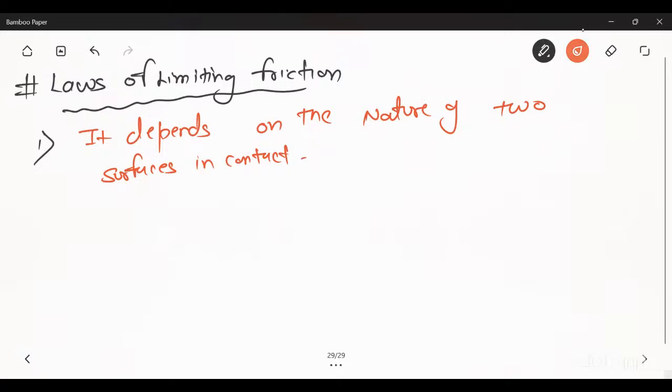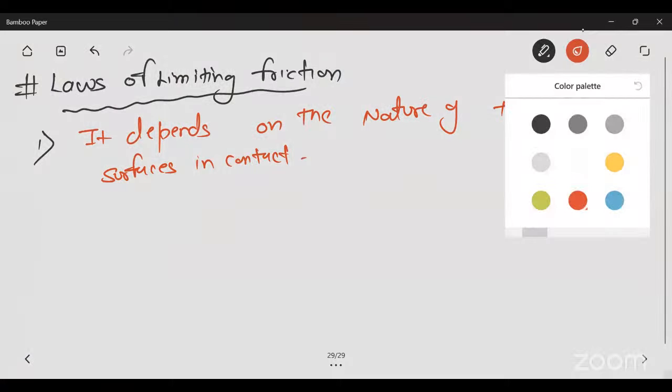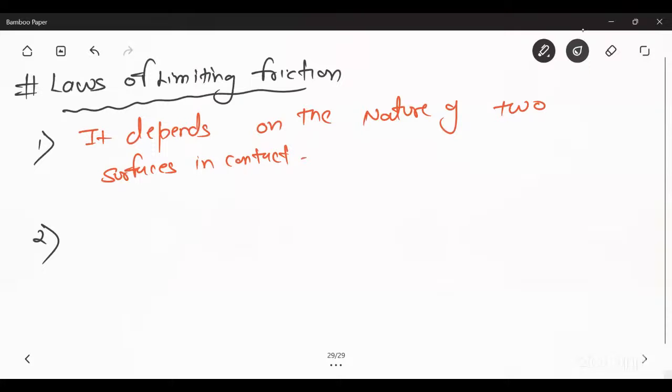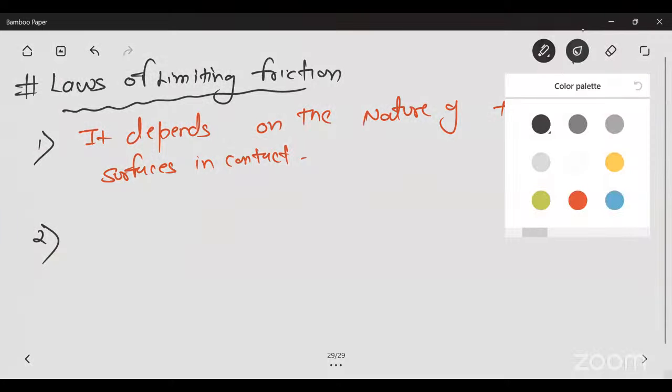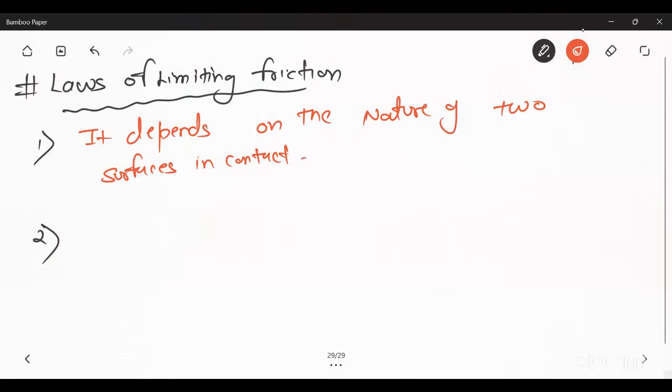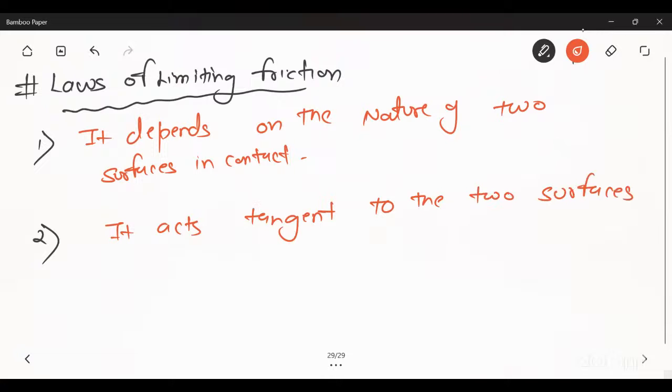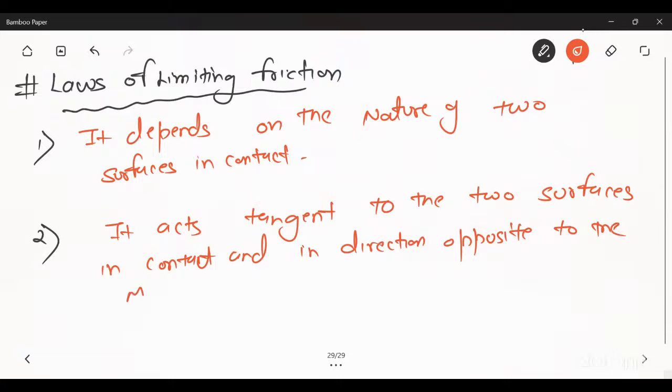Now the second law is that limiting friction always depends on the two surfaces in contact. Means when two surfaces are in contact, between them limiting friction will act. It acts always tangent to the two surfaces in contact and in a direction opposite to the motion of the body.